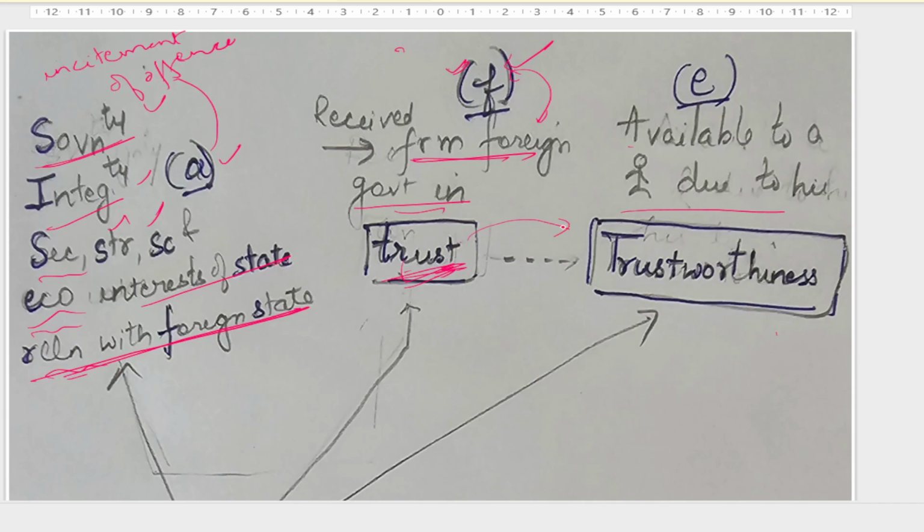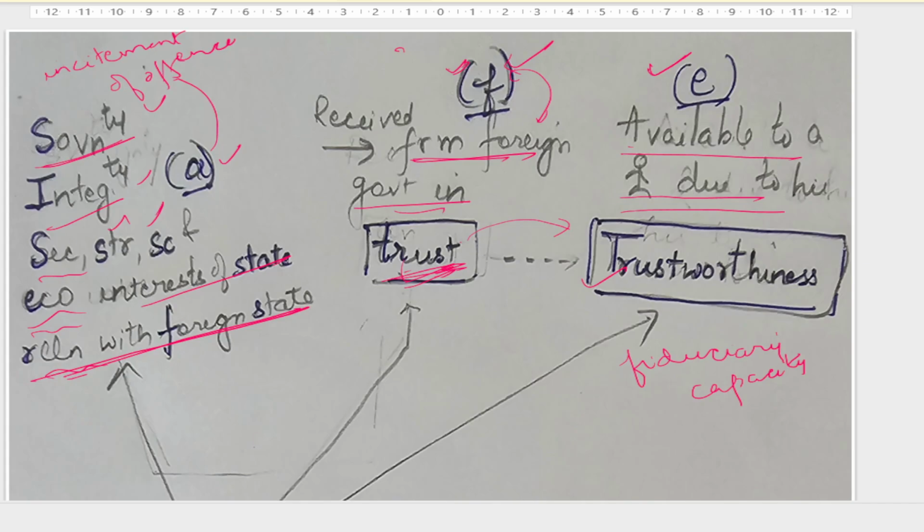So we can move on to the next point. The next point says that under subsection E of the RTI Act, information available to a person due to his trustworthiness, that is, available to a person in his fiduciary capacity, is forbidden to be disclosed under the RTI Act.